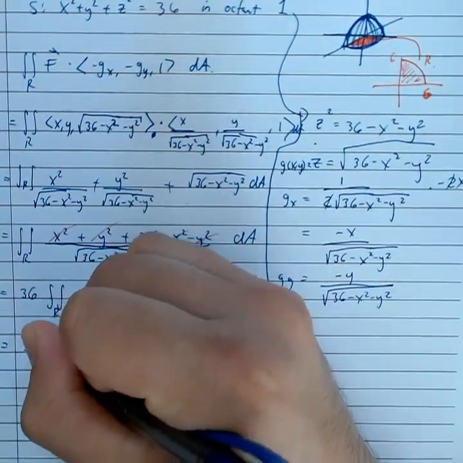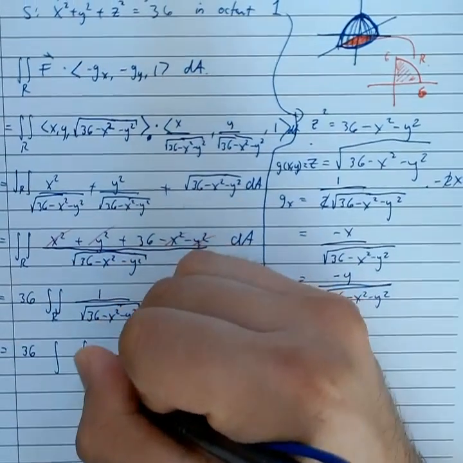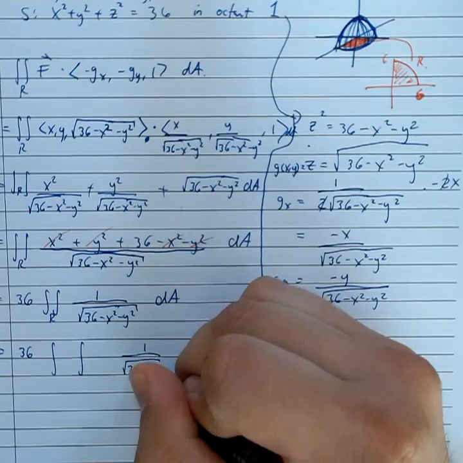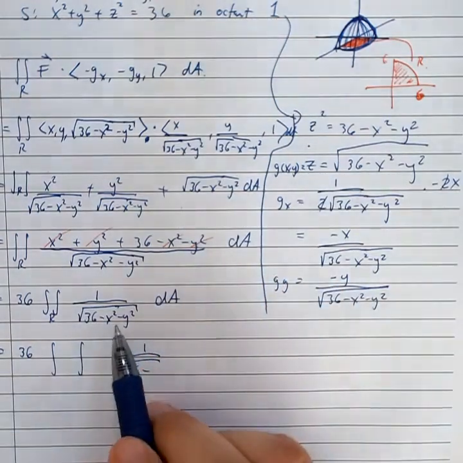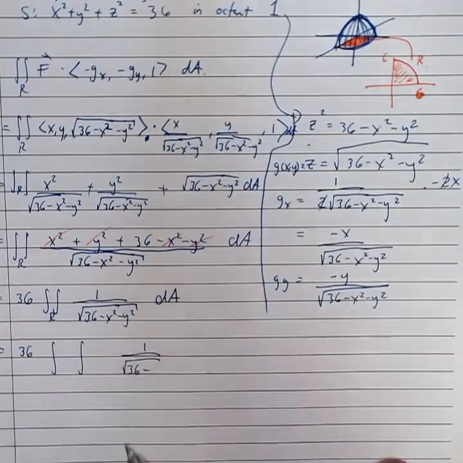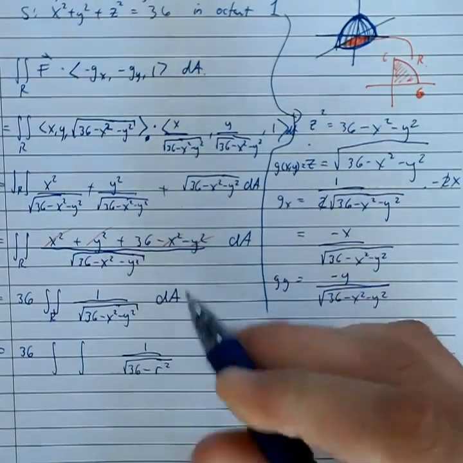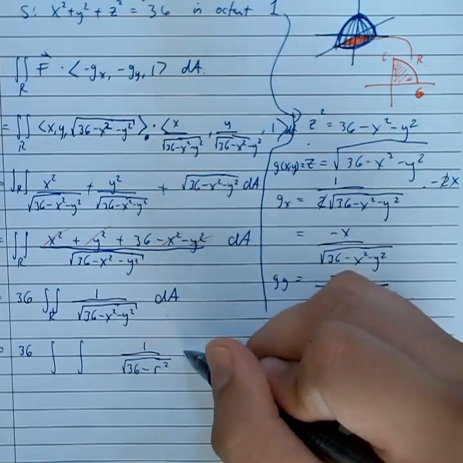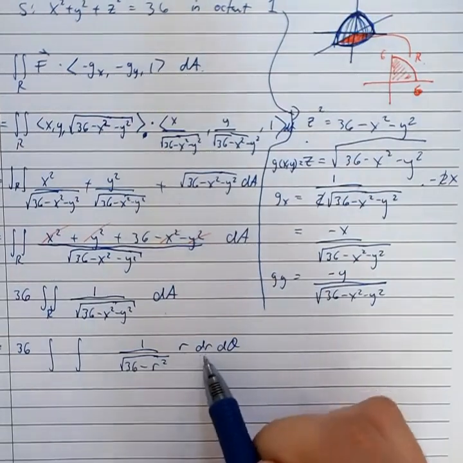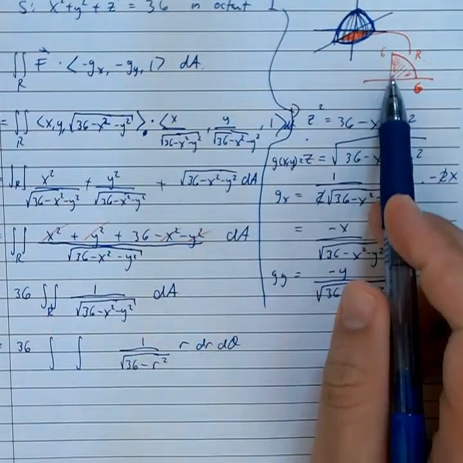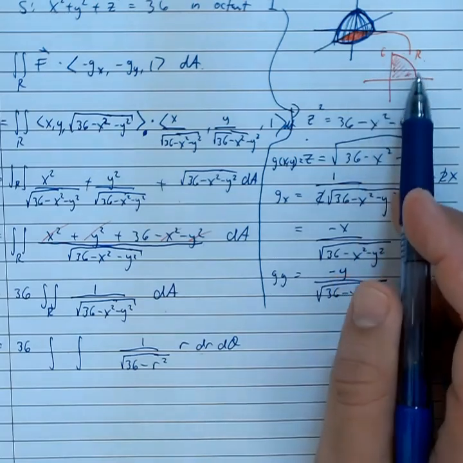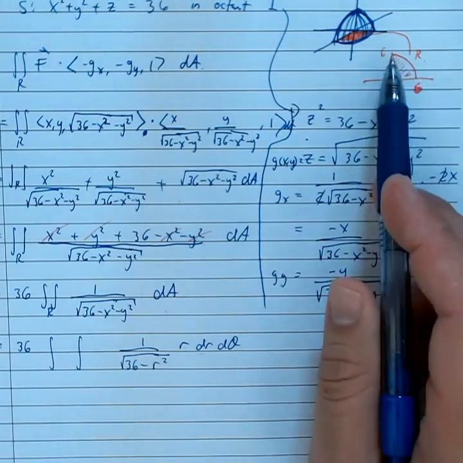So here we're going to say 36. We're going to take a double integral of 1 over the square root of 36 minus x squared plus y squared. x squared plus y squared is r squared, so negative x squared minus y squared is minus r squared. dA, when changing into polar, is going to be r dr d theta. And here, the value of r and the value of theta, I can look up here. I note that r starts at 0 and goes out to a maximum value of 6. I start from my pole and go to 6.